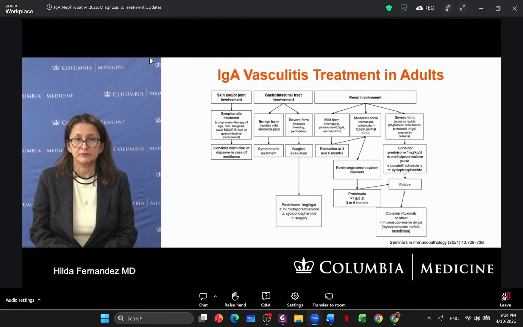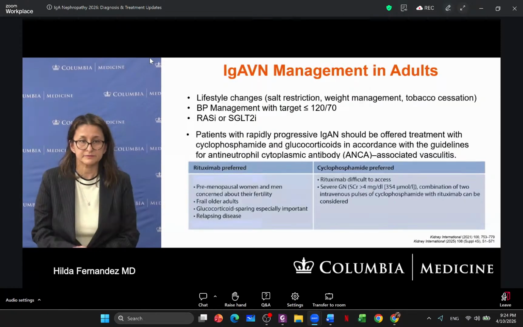In regards to treatments for IgA vasculitis in adults, it depends on the severity of it. Again, the KDIGO guidelines suggest that you could try steroids if it's very severe, but there isn't any generalized approach other than lifestyle changes, blood pressure management, and RAS inhibition. And in those patients that do have more of an RPGN picture, then IgA should be treated with cyclophosphamide and corticosteroids in accordance with the guidelines for ANCA vasculitis.